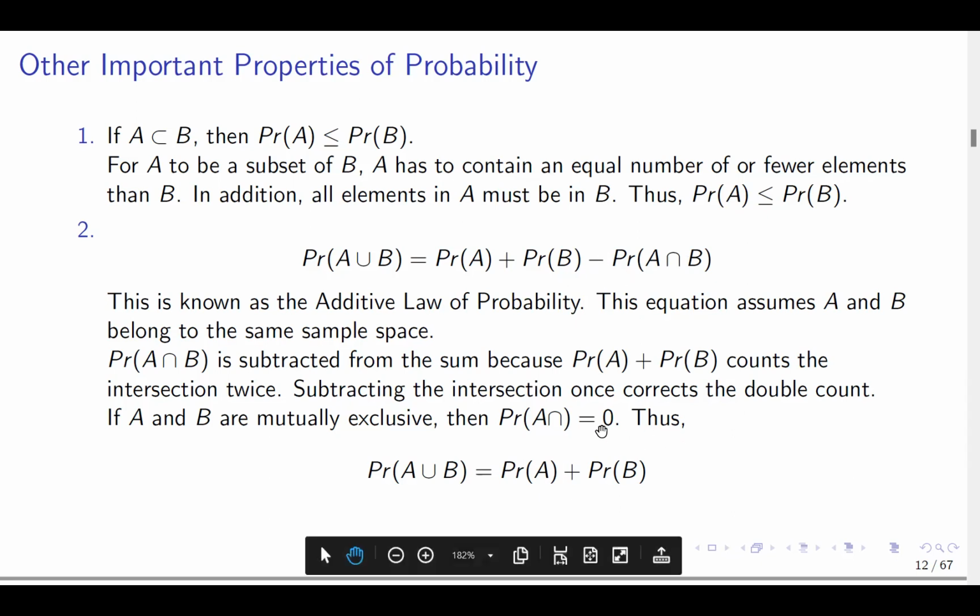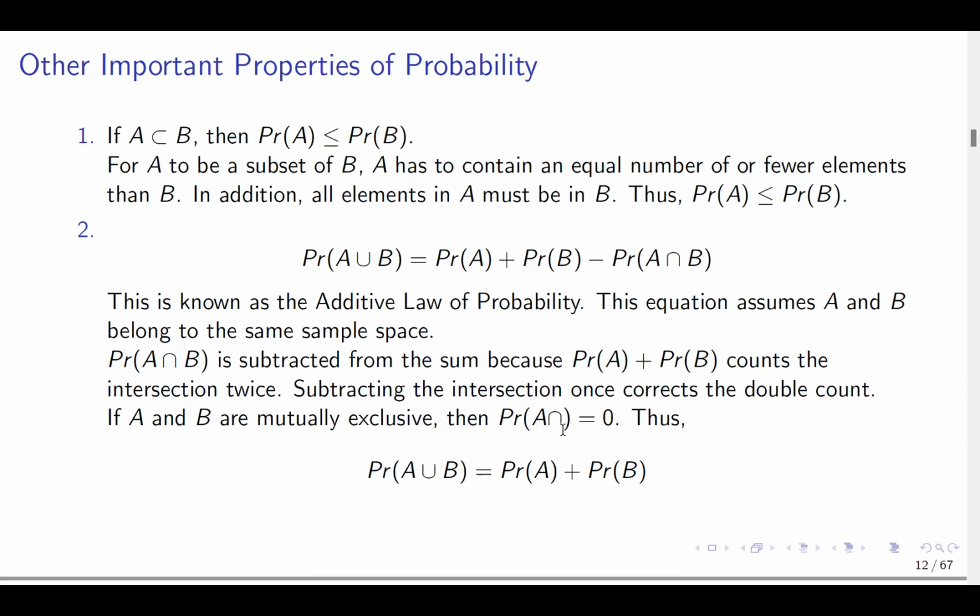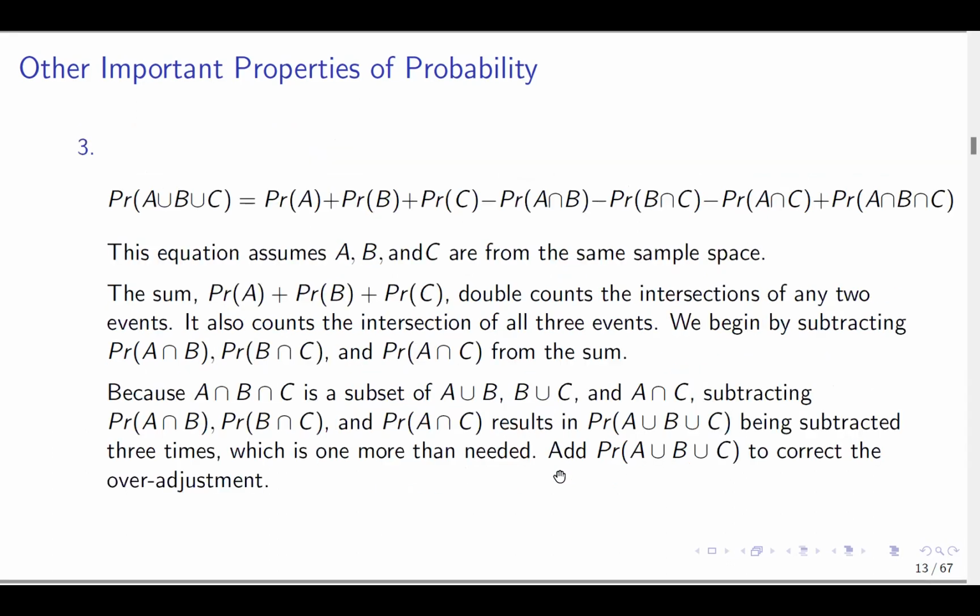Now, if A and B are mutually exclusive, then we say that A intersection B is equal to 0, okay? Therefore, the probability of A union B will give you simply the probability of A plus the probability of B.